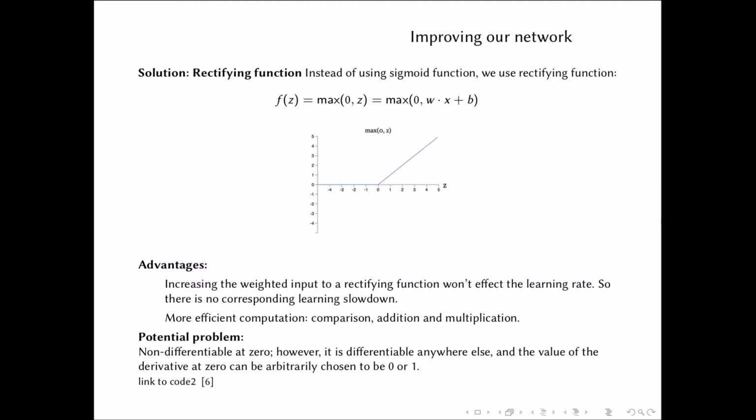And of course, we have a potential problem that it's not differentiable at this point. However, it's differentiable everywhere else. So we can just choose the value of the derivative at 0 to be arbitrary, like 0 or 1. So now we have improved our code. This is our improved code.